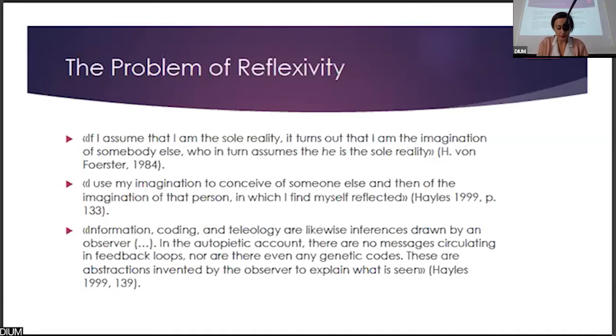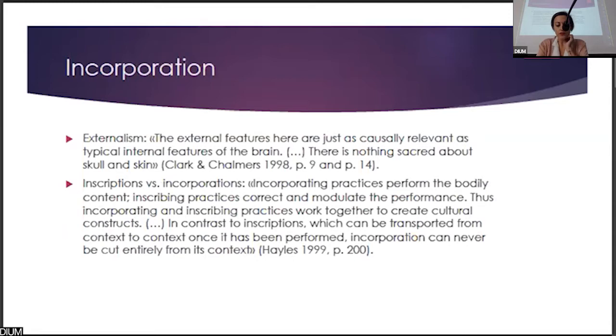In their landmark 1998 article, The Extended Mind, Andy Clark and David Chalmers propose an active externalism which consists in emphasizing the active role played by the environment in the definition of cognitive processes. And so they write that the external features here are just as causally relevant as typical internal features of the brain. In other words, there is nothing sacred about skull and skin. This is how they express this concept. So if external conditions play a role in guiding cognitive processes, then the mind must be seen to extend outside the body by integrating those environmental components that prove functional to cognition into the extended cognitive system.